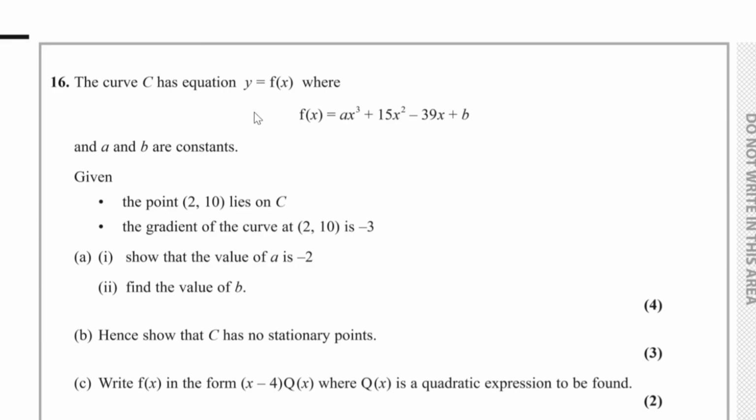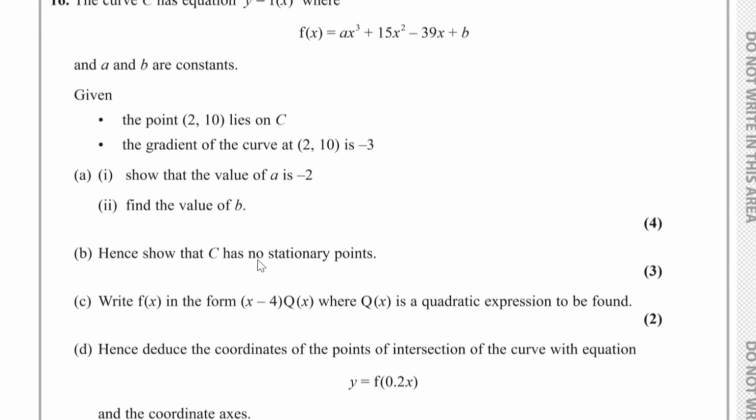Question 16. The curve C has equation y equals f of x, where f of x is equal to ax cubed plus 15x squared minus 39x plus b. A and b are constants. We're given that the point 2, 10 lies on C, and the gradient of the curve at 2, 10 is minus 3. We have to show the value of a is minus 2 and find the value of b.